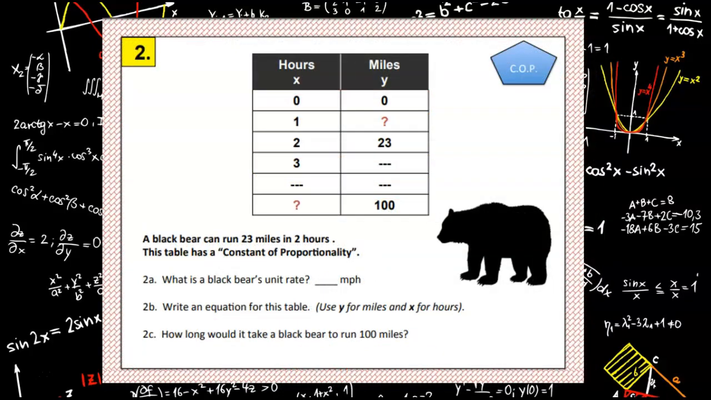Question number 2, a black bear can run 23 miles in 2 hours. Again, this table has a constant of proportionality. So press pause and work out 2a, 2b, and 2c.